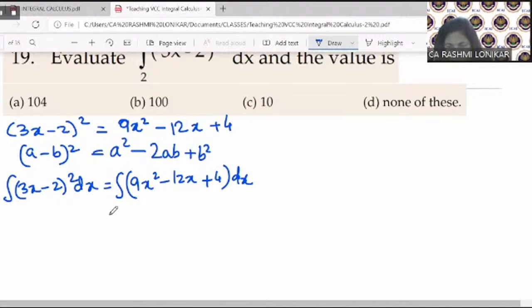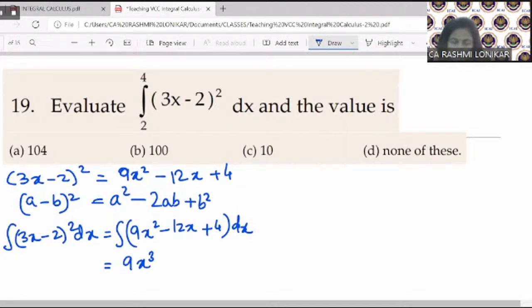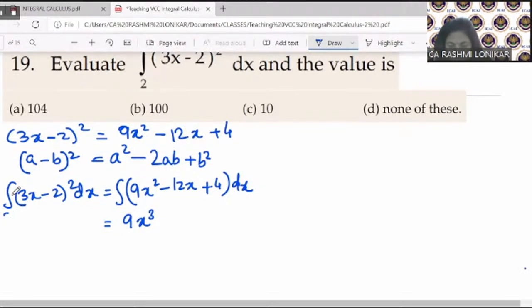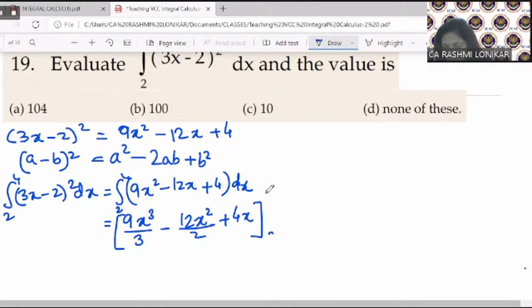This is equal to 9x cube, and I have limits also. So what are the limits? 2 to 4. So this will be 9x cube upon 3 minus 12x square upon 2 plus 4x, limit going from 2 to 4. So I will put in the upper limit first and then the lower limit.